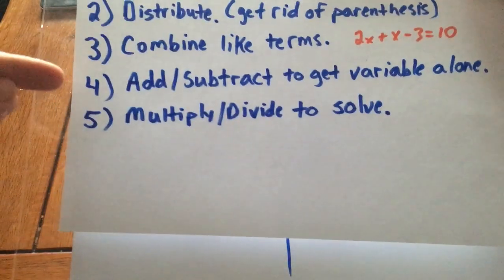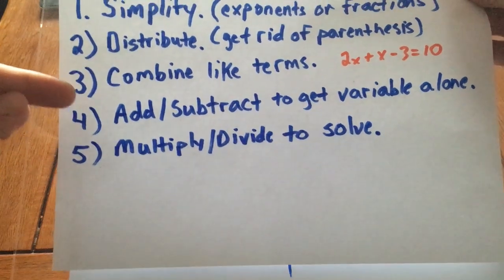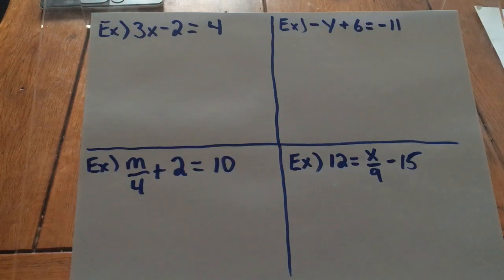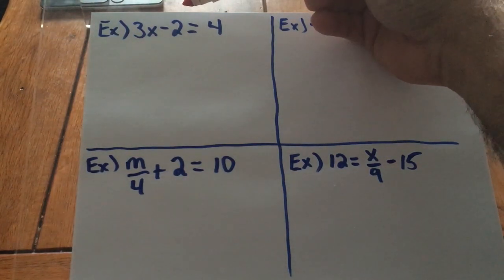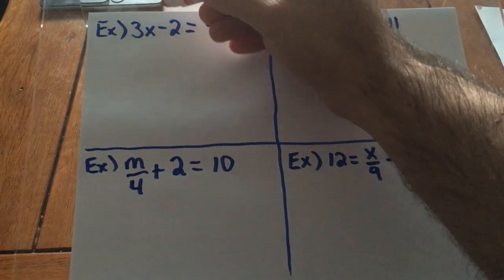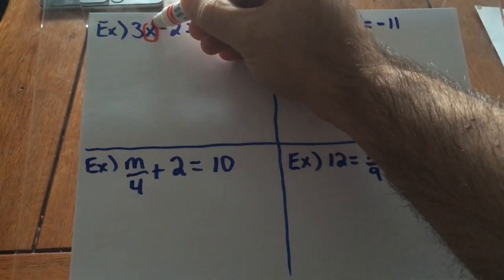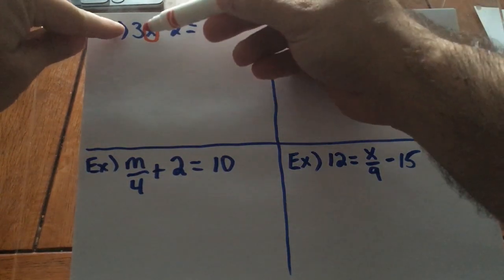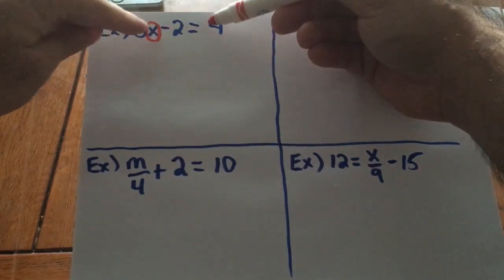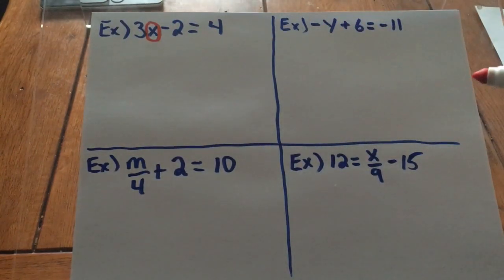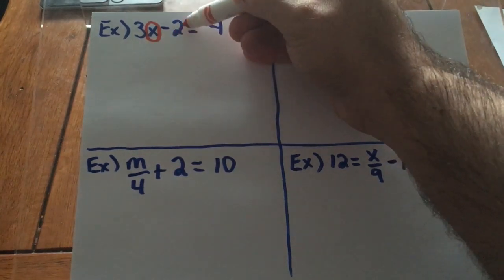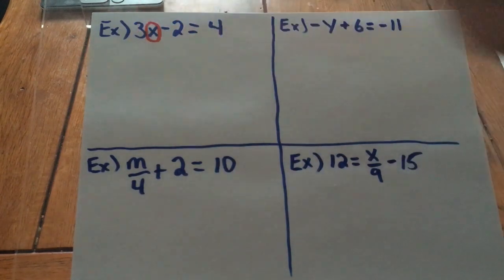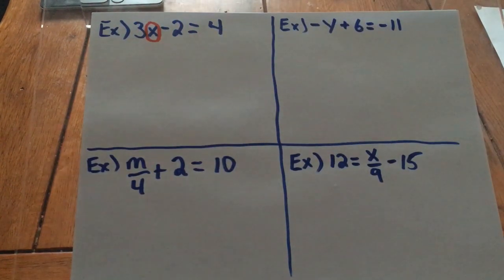All right? And then the fourth step here would be to add or subtract to get the variable alone. Now this is the step that we can jump into with this equation. So whenever I'm looking at my equation, here's the variable x. That is what I want to get by itself. So I have a 3 times x, and then I have subtracting 2 from that. So when I say to add or subtract to get the variable alone, what I mean by that is let's get rid of this minus 2 before we deal with this positive 3.